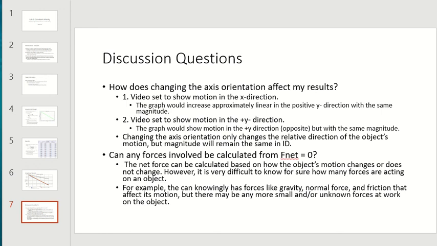In regards to the net force, it can be calculated based on how the object's motion changes or does not change. This is determined from a change in velocity over time, which can be determined from changing position over time, which can easily be measured. However, it is very difficult to know for sure how many forces are acting on an object to make a particular motion possible. For example, the can knowingly has forces like gravity, normal force, and friction that affect its motion. But there may be many more small and/or unknown forces at work on the object that could change the expected results.